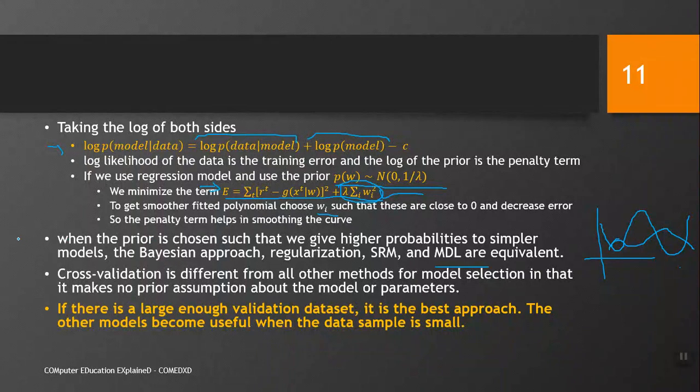Try to understand this point as well. When the prior is chosen such that we give higher probability to the simpler model, it means that we have more chance to select the simpler models.